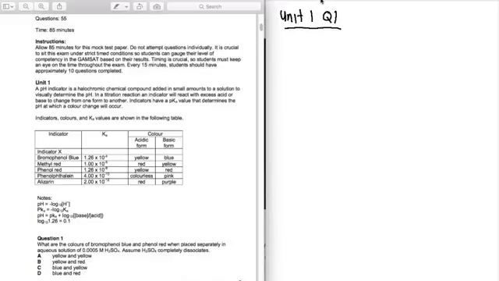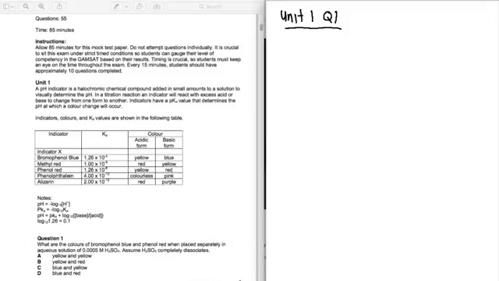Today we're going to go through Unit 1, Question 1 of the Ace Gamsat mock exam. Okay, so looking at Unit 1, we're given a chart with indicators, Ka, and the colors of the respective indicators in their acidic and their basic forms. Under that, we're given a series of equations. When you see equations like this in the Gamsat, they're most likely guaranteed to be used in the questions. Okay, so question 1.